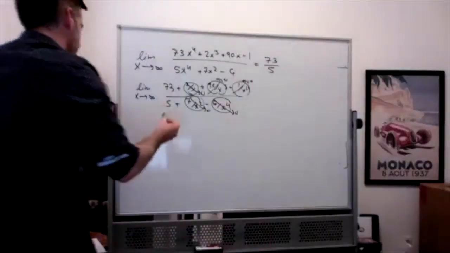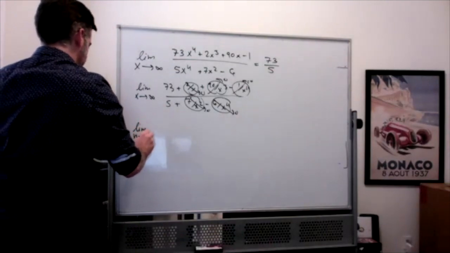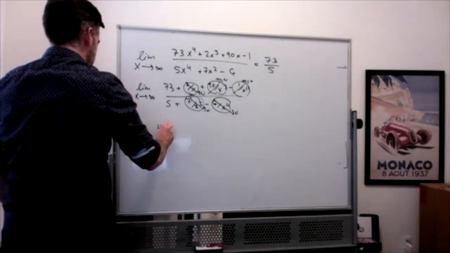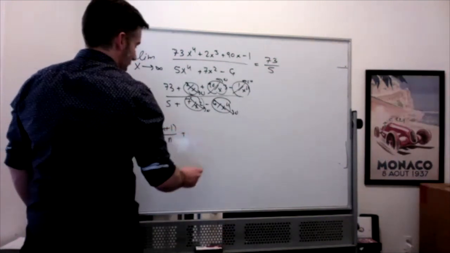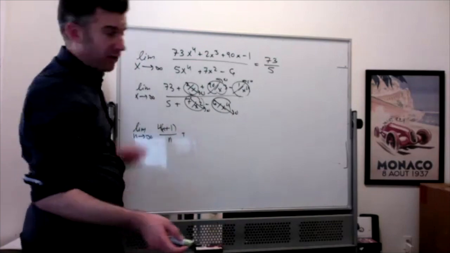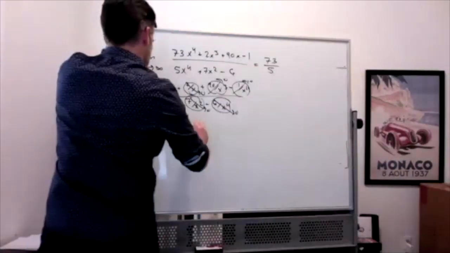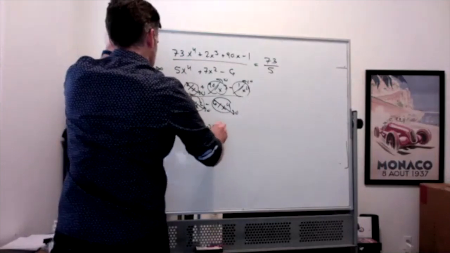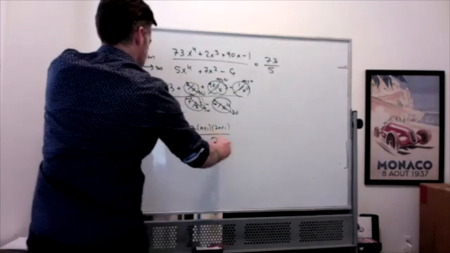So when I look at the limit as n goes to infinity of 4 times n plus 1 over n, plus 3 times n plus 1 times 2n plus 1 over 2n squared.